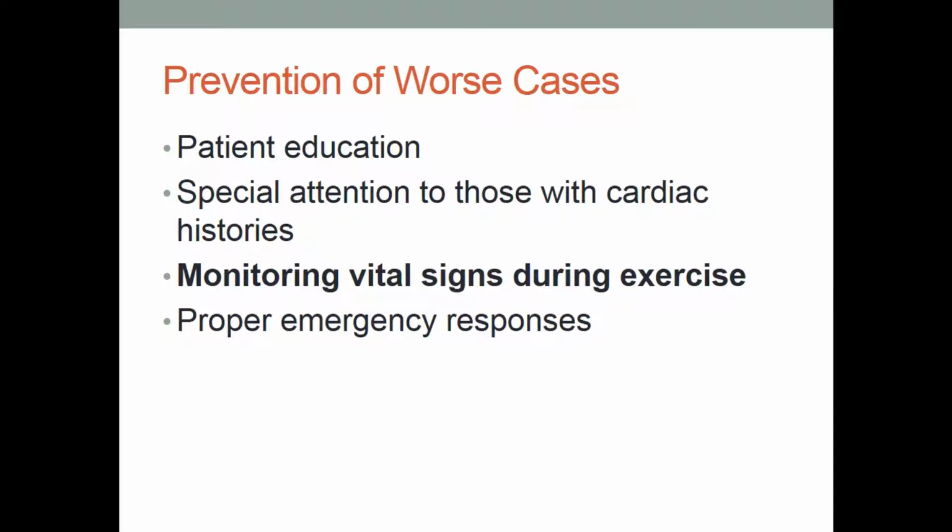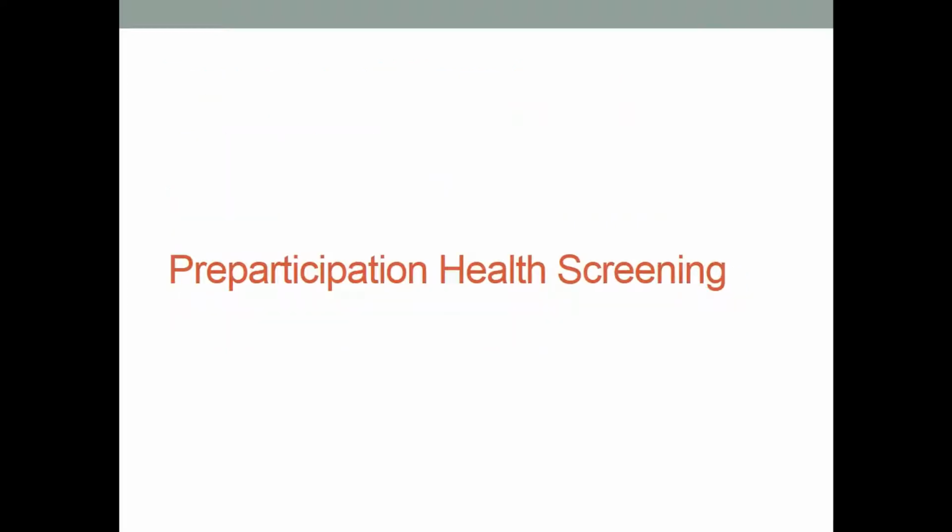We want to educate our patients about what could happen. We also want to stress that exercise is very, very safe. Other ways that we do this is monitoring vital signs during exercise. We need to monitor the patient, see how they're responding, and then, of course, be prepared for that worst case scenario. What would happen if someone started having chest pain, or they went unconscious, or they went into cardiac arrest? What would you do?